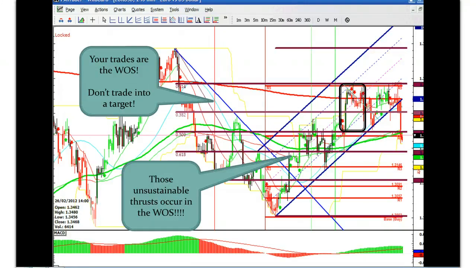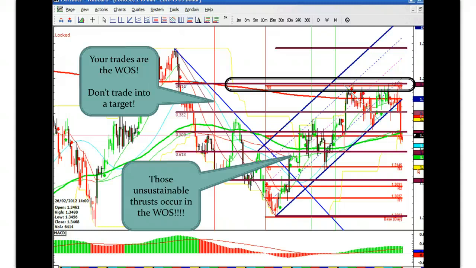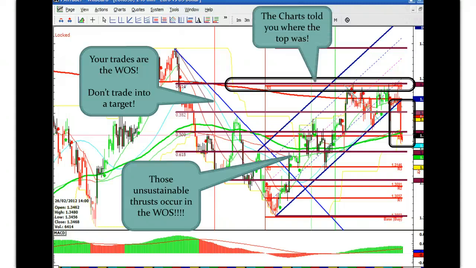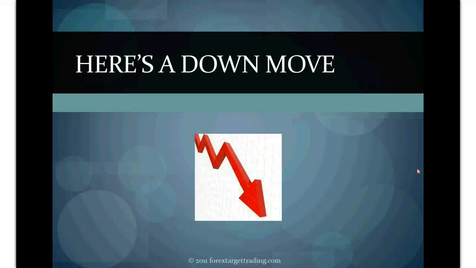And what do they do this time? Man, the unsustainable thrusts occur in those wide open spaces, and where does it go? Right to the targets. They try one more time to break it up here. Not successful. Now we know that that's the top. And what was the result of that? We're going the other way.